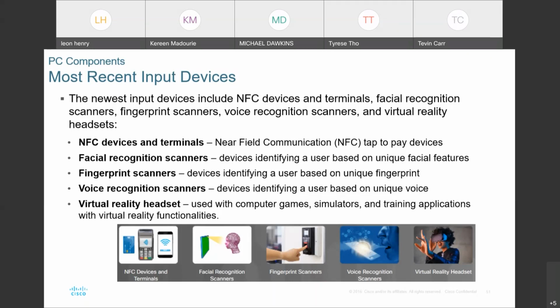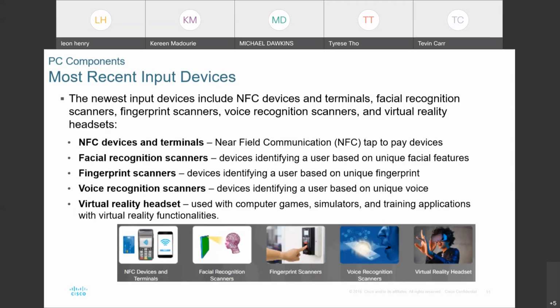Then we talk about voice recognition scanners. Those devices identify a user based on a unique voice. As they say, all our voices have different pitch. We speak at different pitch. I'm trying to remember the correct word other than pitch, but it is unique to us, unless somebody captures it on a recorder and plays it back.